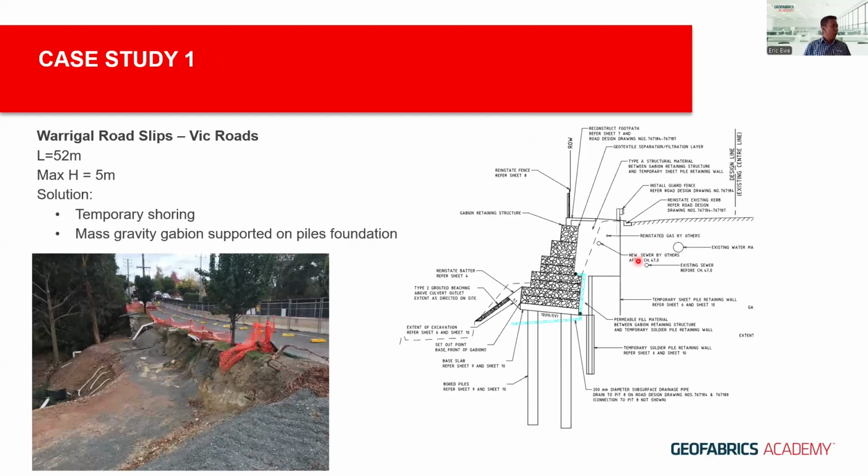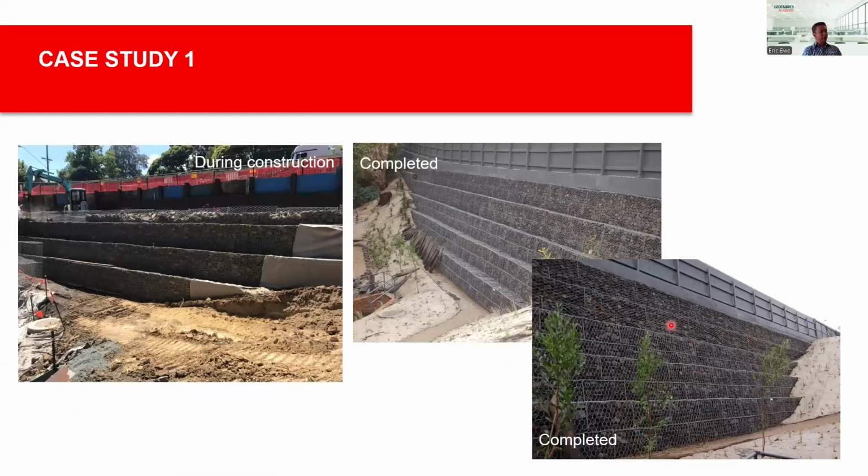So case study number one is a straightforward mass gravity gabion of up to 5 meters high in the Victoria, Melbourne area, whereby it involves some temporary shoring while doing the excavation due to the importance of this particular road to maintain traffic. And the concern on the downslope, therefore, the design of the piles to support the load of the mass gravity structures for global stability. And this is how it looks after the completion of the mass gravity gabion.